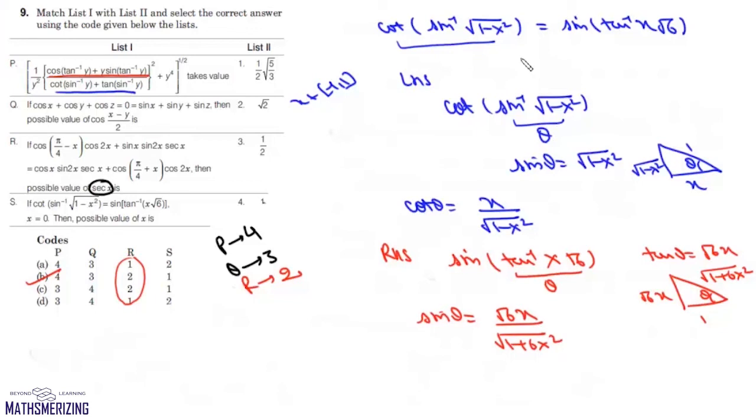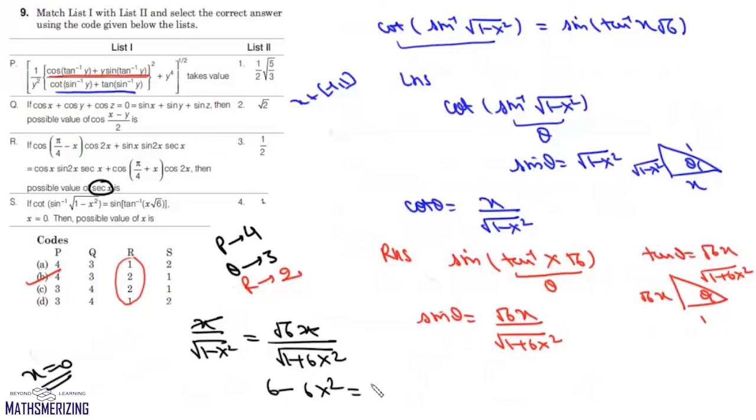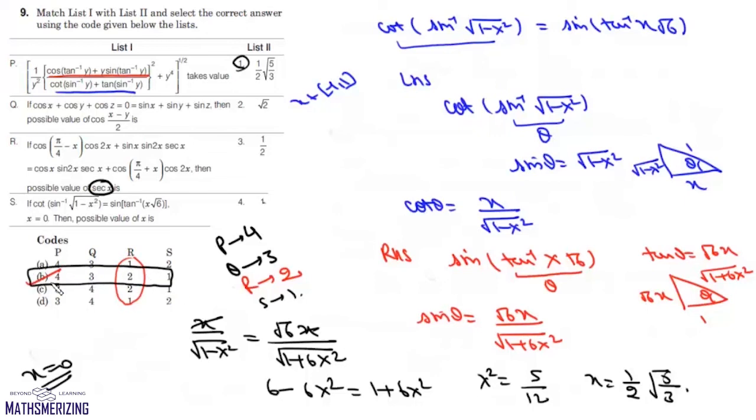Now we'll rewrite this equation. We can write this equation as x into under root of 1 minus x square. It is equal to under root of 6x upon under root of 1 plus 6x square. Now here x and x will cancel. So one of the values of x will be x equals 0. And then if we square it, we'll get 6 minus 6x square and it'll be 1 plus 6x square. So x square will be simply 5 by 12, or the value of x is 1 by 2 under root 5 by 3. So one of the possible values of x is 1 by 2 under root 5 by 3, which is this option 1. So this S, it matches with 1. So P4, Q3, R2 and S1, and that's your option B.